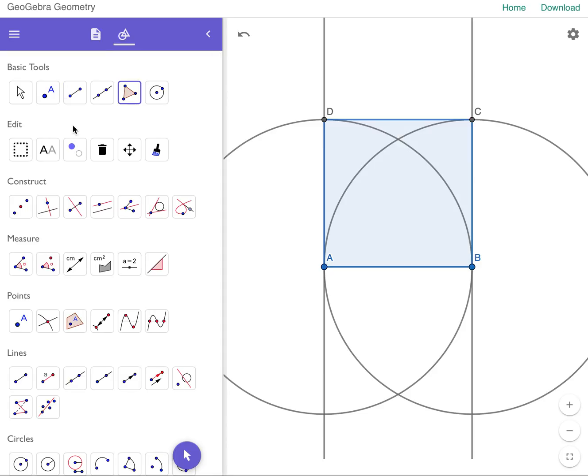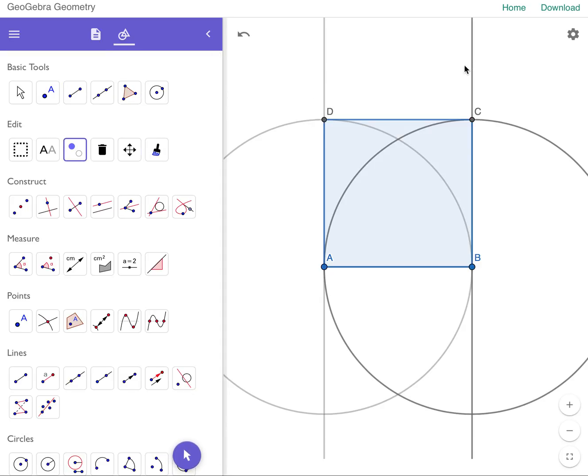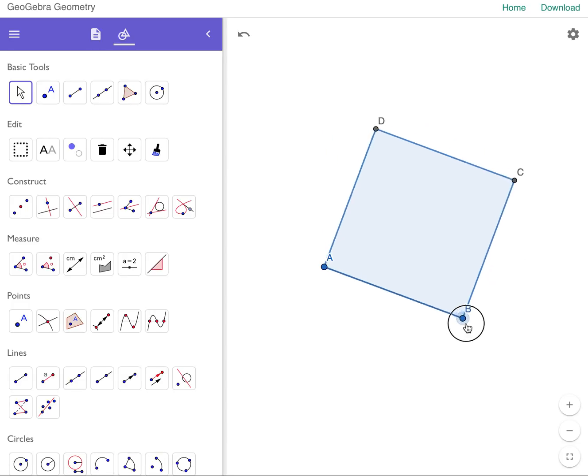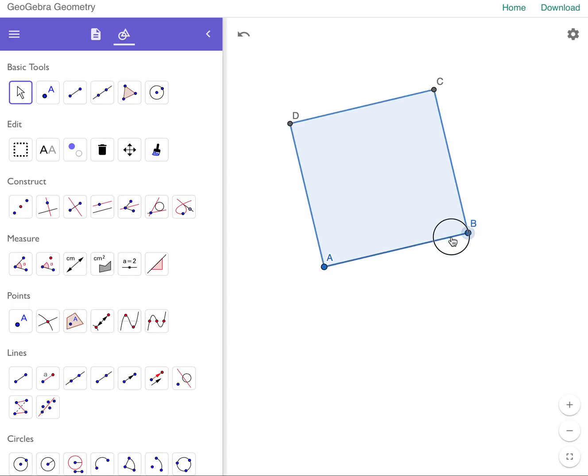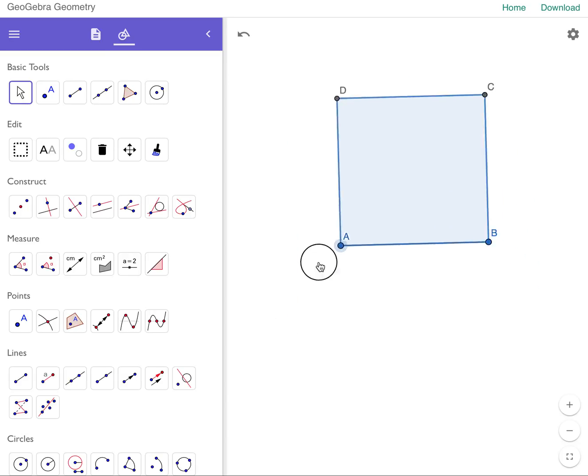Now to make this more usable, I can hide my circles and my perpendiculars, and then I can do the move test. When I move this one, notice that the sides are not changing in length. This one cannot be moved, this one cannot be moved, and this one moves the entire figure.